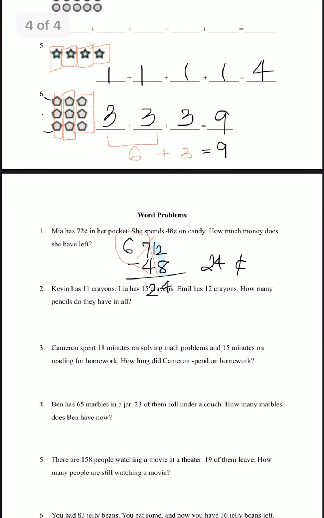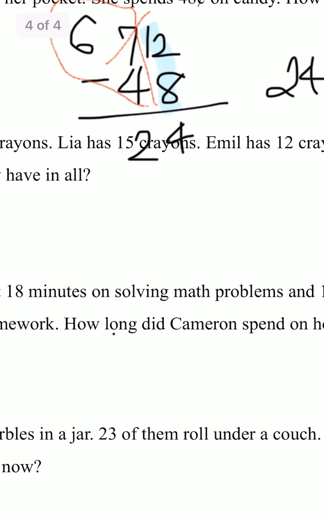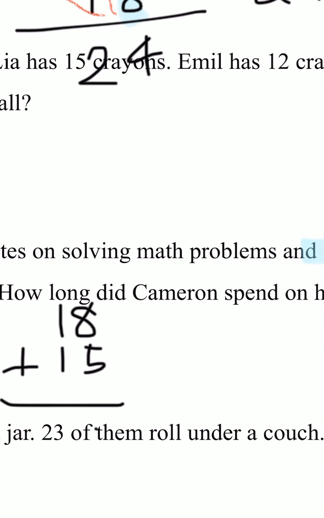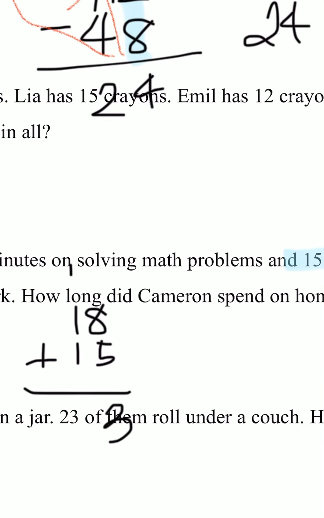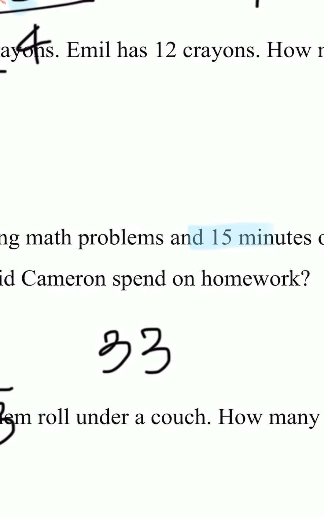Okay, now let's try number 3. Cameron spent 18 minutes on solving math problems and 15 minutes on reading for homework. How long did Cameron spend on homework? So we're going to add 18 plus 15, okay? We're adding. So 8 plus 5 is 13. So the 1 goes up here. And we're adding these. So 1 plus 1 plus 1 is 3. So he spent 33 minutes on his homework, okay?